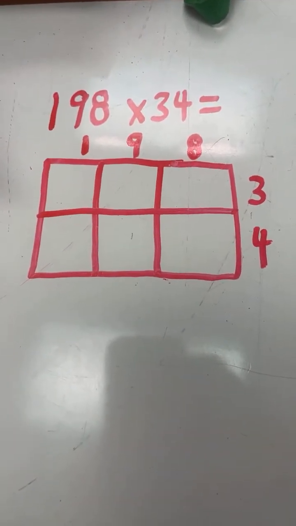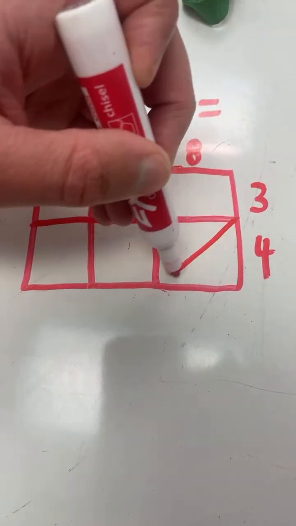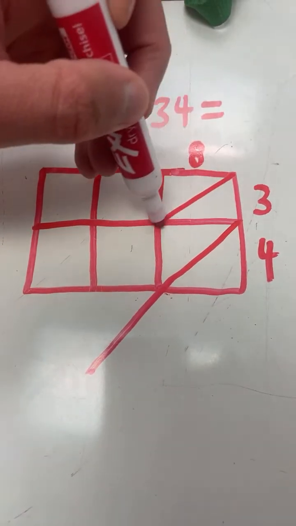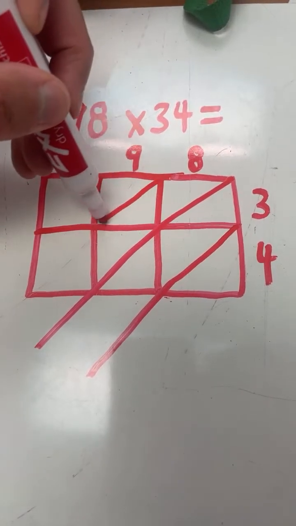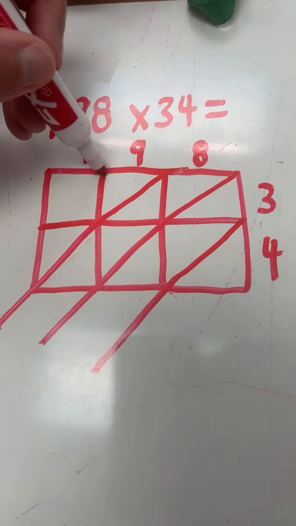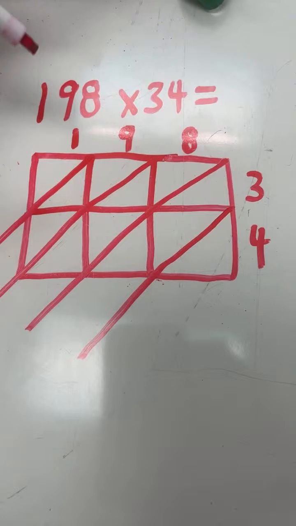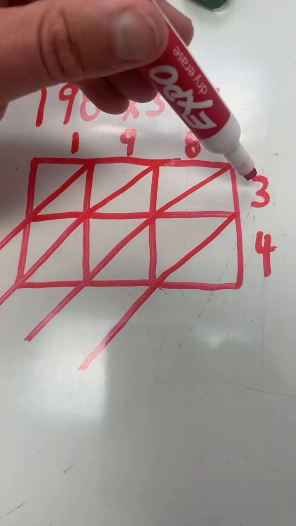Next, within each box, we have to draw a diagonal line across each box, turning our squares into triangles. And now we are ready to multiply. So we'll start out by multiplying 8 times 3.